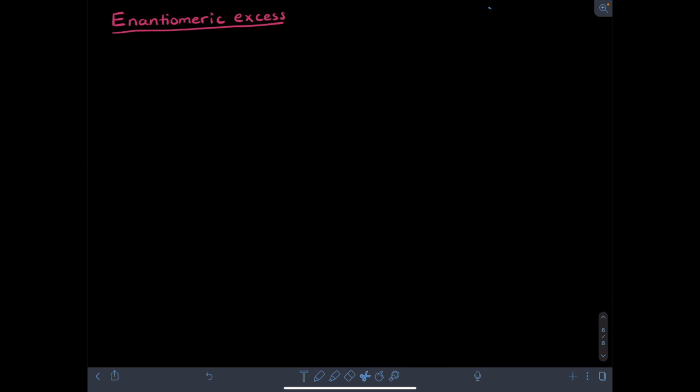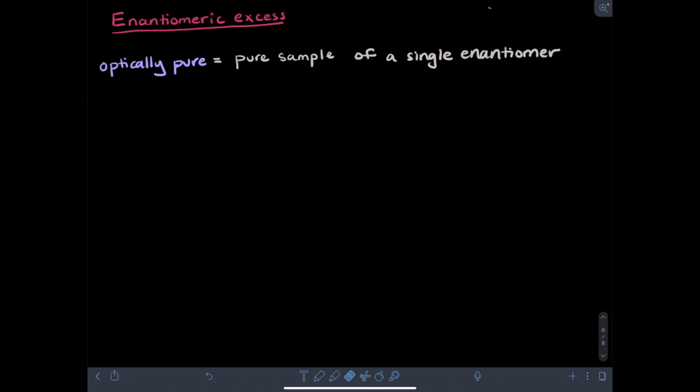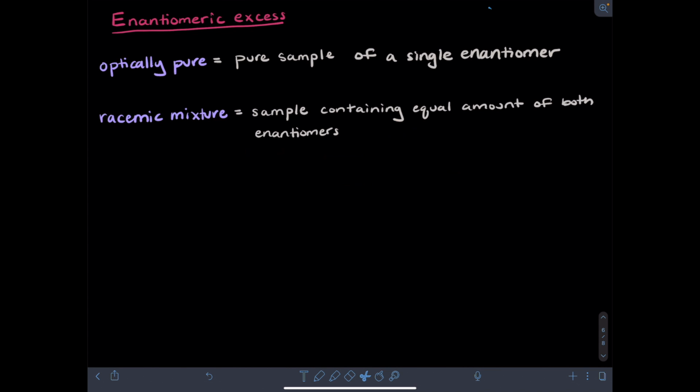I want to talk about how samples will change depending on if you have a pure chiral compound compared to a mixture of enantiomers. I'll use the term optically pure to describe a pure sample of a single enantiomer. The term racemic mixture describes a sample where you have equal amounts of both enantiomers present. A racemic mixture, even though it contains chiral components, is itself optically inactive, meaning your mixture will have an observed alpha equal to 0.